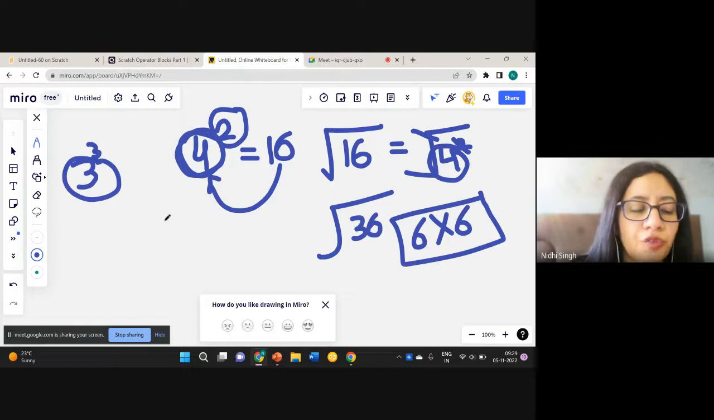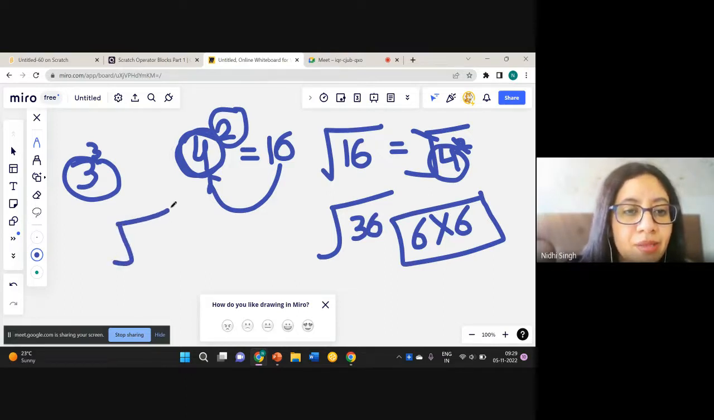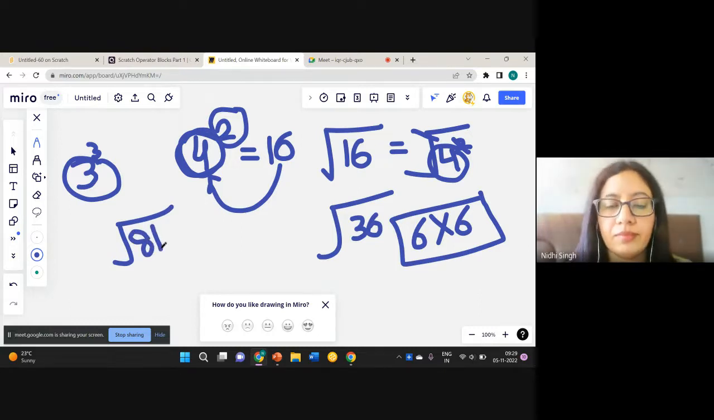Now, Shaurya, you will answer me: tell me the square root of 81. What will be the answer? You need to take one number that if you multiply that number with itself, you will get the answer as 81.